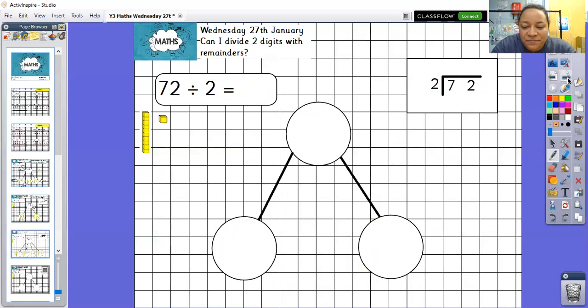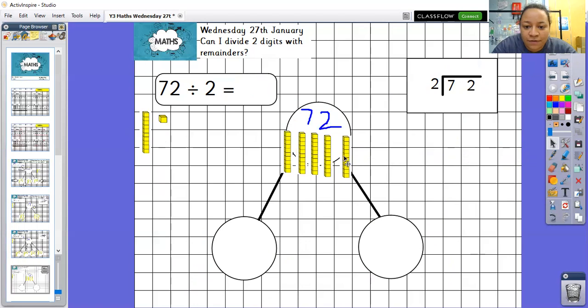Okay, we're going to try another one again. So here we go. This time I've got 72 divided by 2. So I'm going to write 72 up here, and then I'm going to build my number. So for 72, I will be needing 7 tens. 1, 2, 3, 4, 5, 6, and 7. Then I'm going to need 2 ones. So 1 and 2. Okay, so now I can start to share them, or divide them. Here we go. So 1 each.